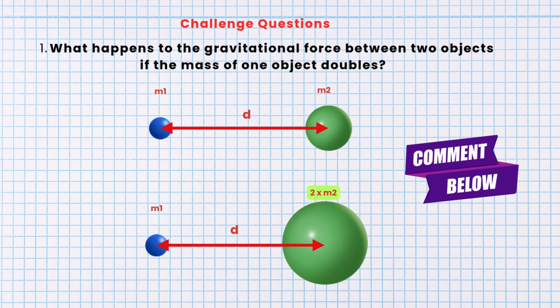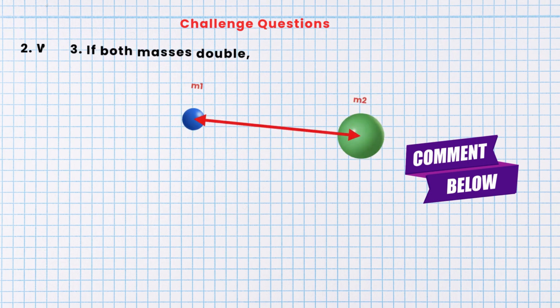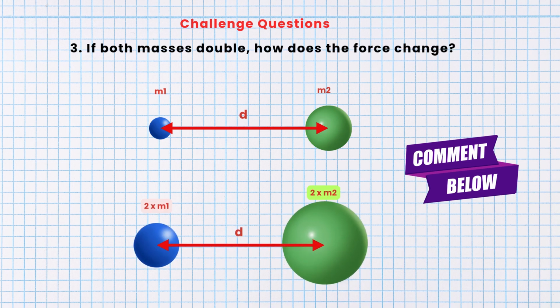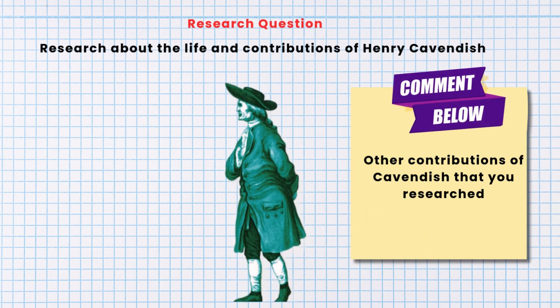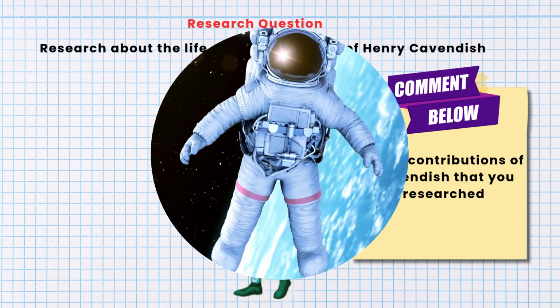Challenge questions. 1. What happens to the gravitational force between two objects if the mass of one object doubles? 2. What happens if the distance between two objects is tripled? 3. If both masses double, how does the force change? Research question. Research about the life and contributions of Henry Cavendish.